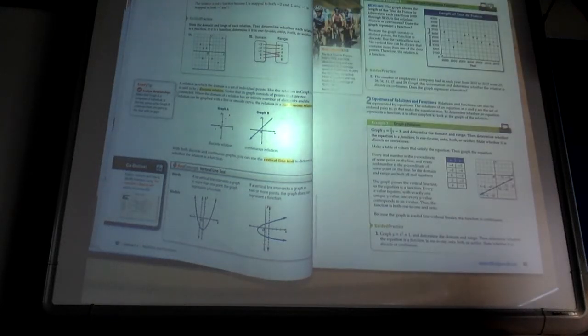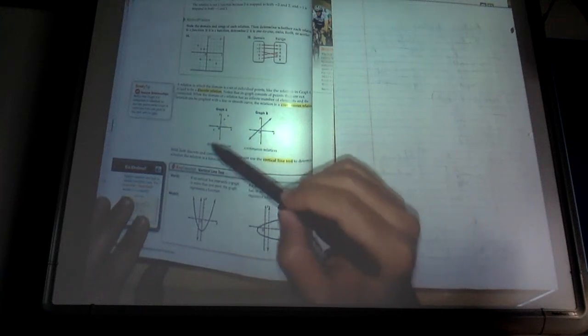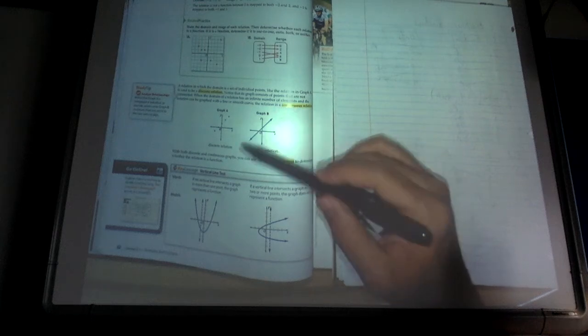Discrete and continuous relations. That's pretty simple. Discrete is just ordered pairs that don't have a line through them. So if it's a scatter plot where there's points all around, or if it's just points, we call that discrete. If we draw the line and that line is continuous, or keeps going in both directions forever and there's no breaks in the graph, that's how we call it continuous, all right?